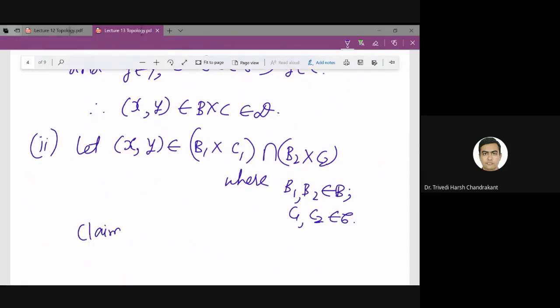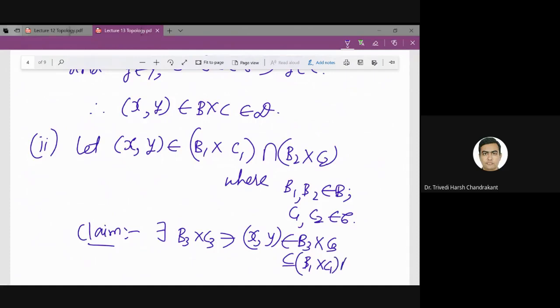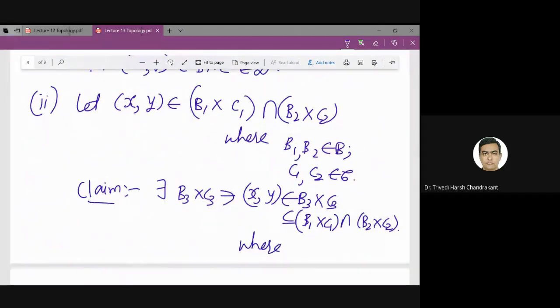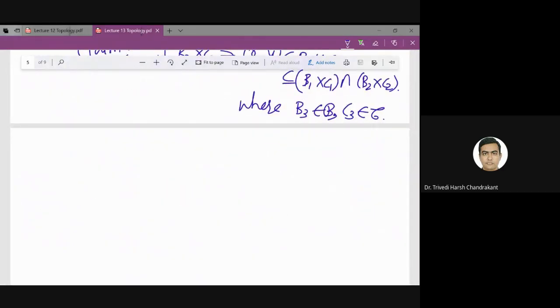Then we need to prove that there exists B3 cross C3 so that (x, y) belongs to B3 cross C3, which is contained in this intersection, where B3 is in B, C3 is in C. So again we will take the intersection as in the last case.